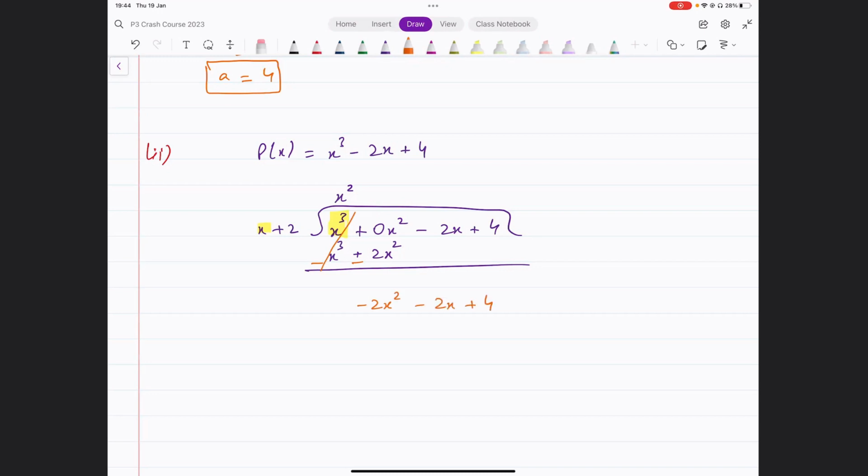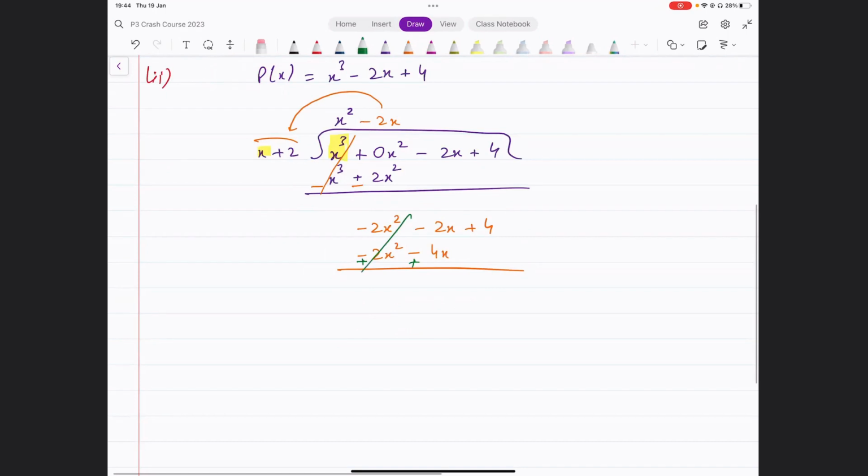2x plus 4. Again, what do you have to multiply x by to get minus 2x squared? You multiply it by minus 2x into this whole thing now. That gives you minus 2x squared minus 4x. Change the signs again. This gets cancelled. Minus 2x plus 4x is 2x plus 4. Now, x multiplied by 2 gives you 2x. So you multiply by 2 here. 2 into x plus 2 gives you 2x plus 4. Change the signs again. Everything gets cancelled, and you have 0 at the end.